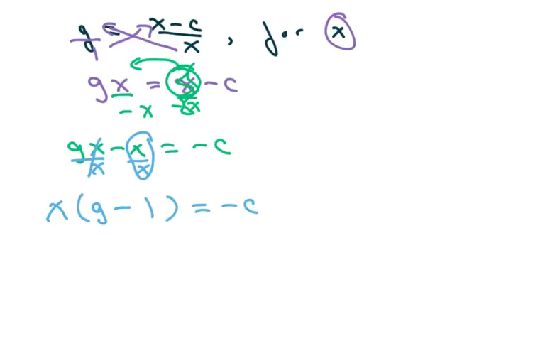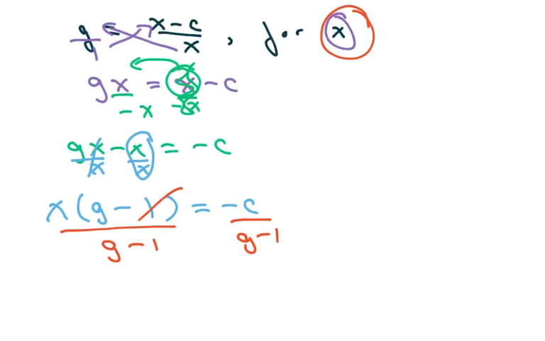Then, to get x by itself, divide both sides by g minus 1. This cancels because it equals 1. 1 times x is just x. So you get x equals negative c over g minus 1.